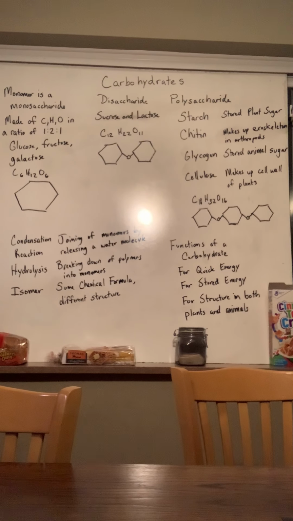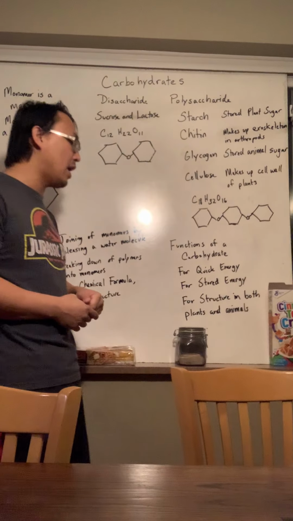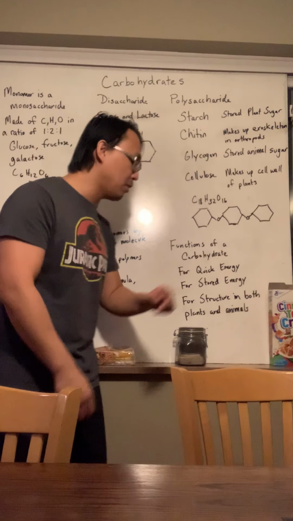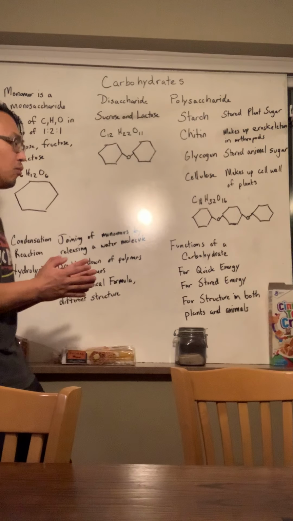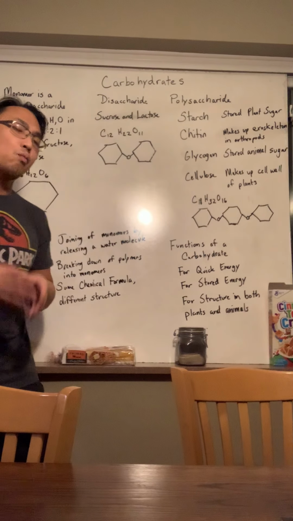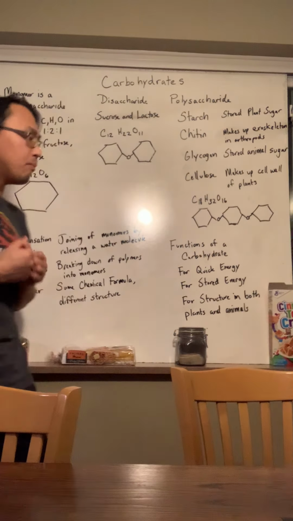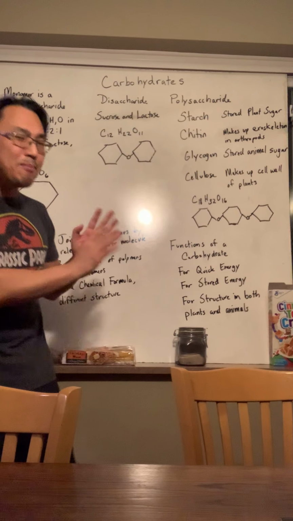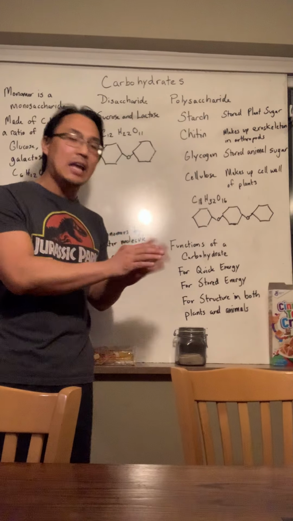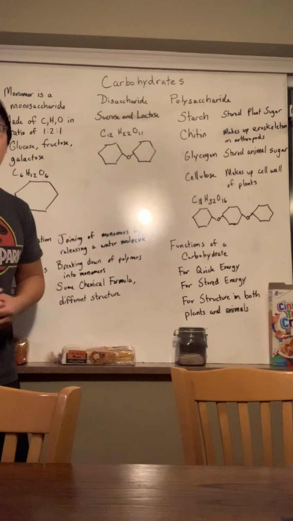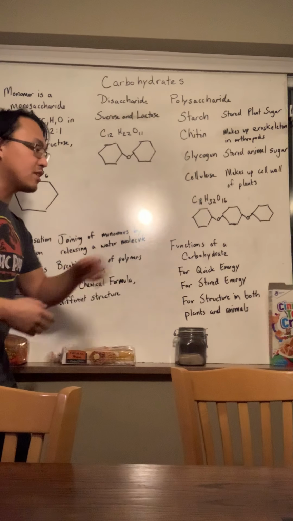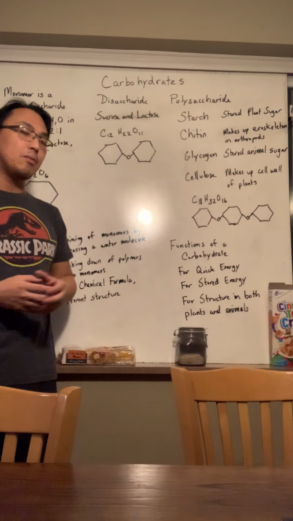Then the last thing that we're going to talk about and put together is the functions of the carbohydrate. So for quick energy, for stored energy, for structure in both plants and animals. We're making sure that we understand why carbohydrates are so important, not only in humans, but also in the other 99.99% of the animals and organisms that we talk about in biology. So we use carbohydrates for all these different reasons, so we want to make sure that we put that there.